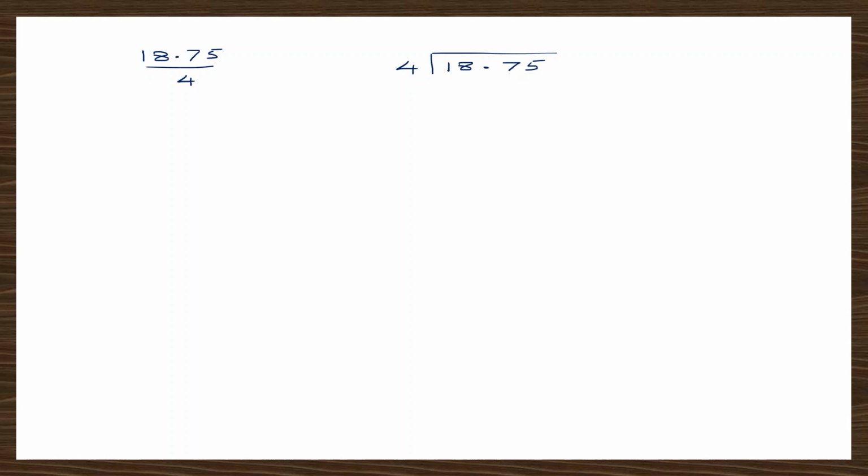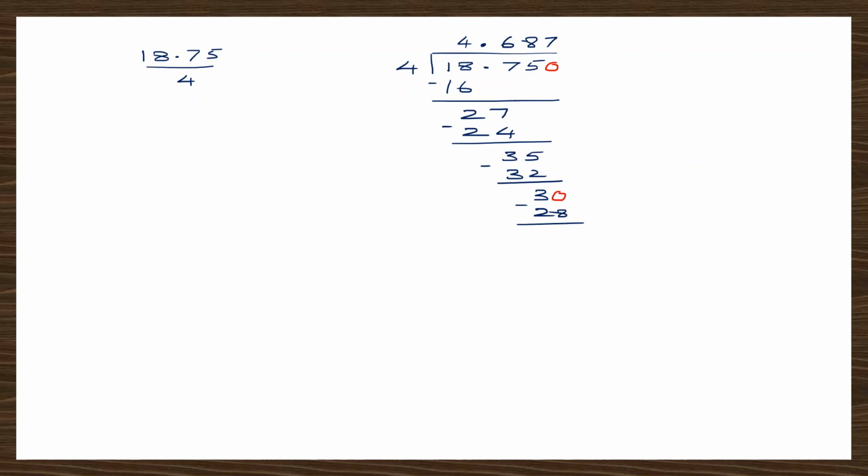So let's take 18. 4 4s are 16 minus, then we have 2. Carry this point up, bring the 7 down. Now we have 27. 4 6s are 24 minus 7 minus 4 is 3. Bring down 5. 4 8s are 32. Now here we bring down 3. As you can see, the remainder is not 0. So you can continue your division by adding a 0 there. Now the number is 30. 4 7s are 28. Minus 30 minus 28 is 2.